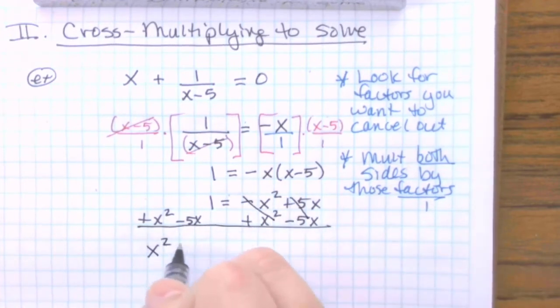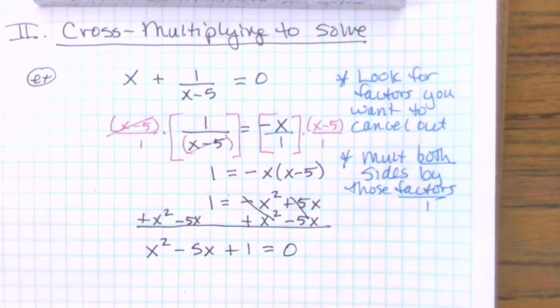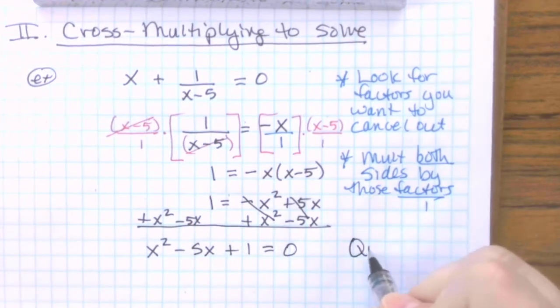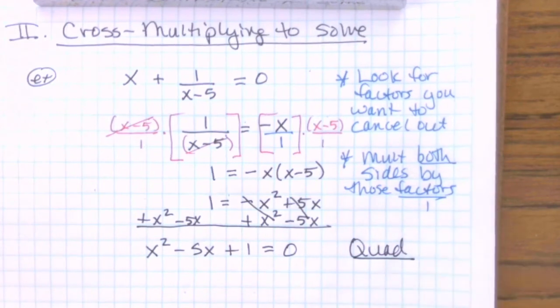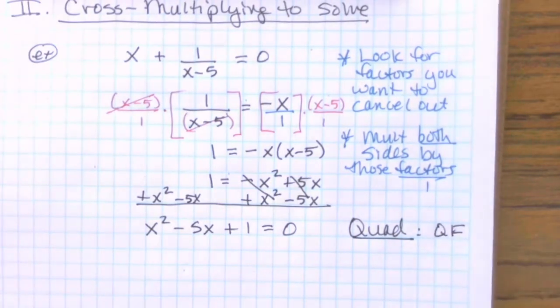You get x squared minus 5x plus 1 equals 0. Now this one does not factor. It is a quadratic though, but factoring won't work. You're never going to get a 5 out of a 1. So we're going to use the quadratic formula to solve it.